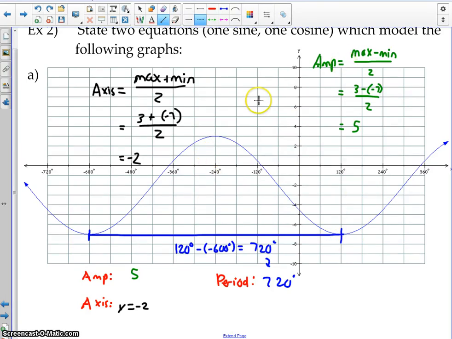Okay, for my amplitude, again, I might be able to eyeball it from looking at the graph. If you can't, though, remember you can calculate it by going max minus min divided by 2. 3 minus negative 7 is 10, divided by 2 gives me 5.